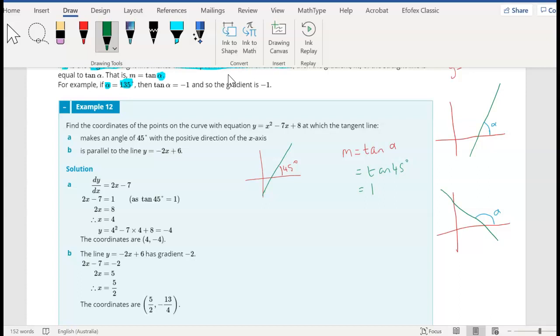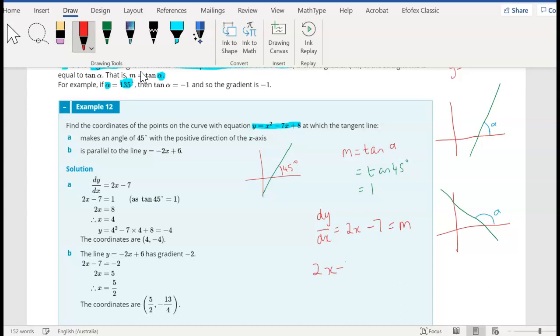All right, so I know that the gradient is equal to 1, but that doesn't tell me much about the point. So what other information can we get to tell us about the gradient? Remember, dy/dx or f'(x) is another way of finding your gradient. So if I was to take the derivative of our function, I won't rewrite it, the derivative of x squared is 2x. The derivative of negative 7x is negative 7. And then 8 is 0. So our derivative function is 2x minus 7. So that is also equal to m.